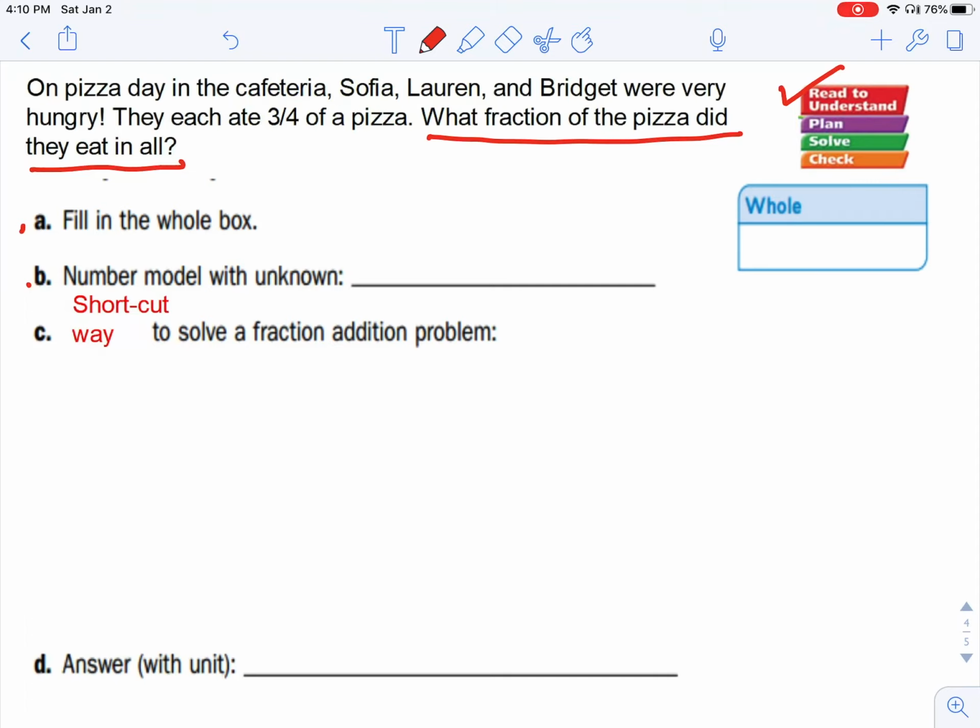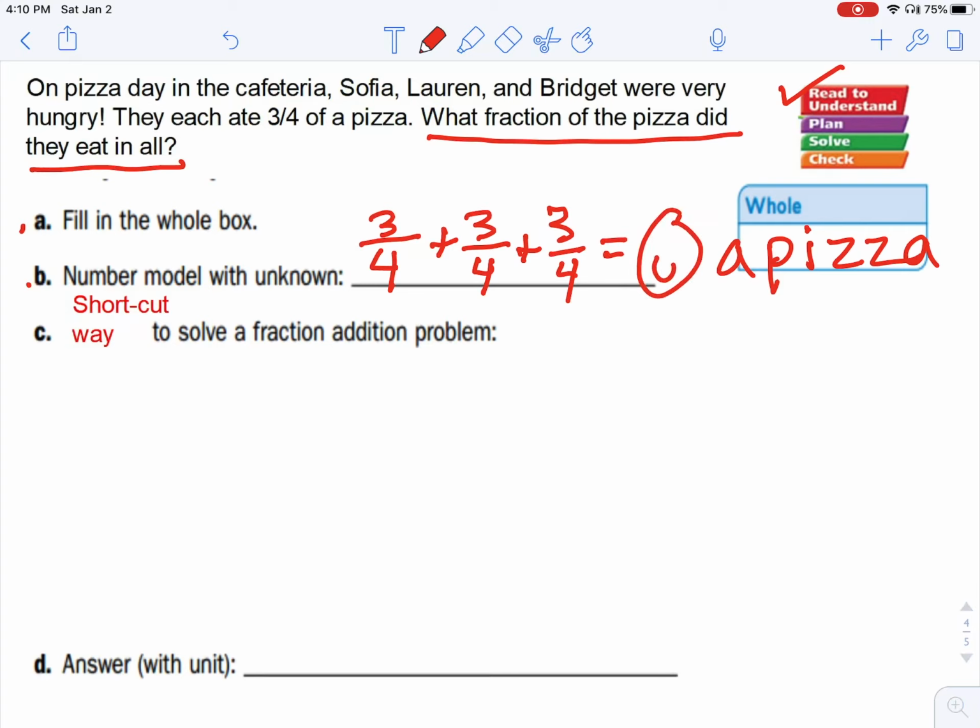So we should have said it was 3/4 of a pizza, so our whole is a pizza. And the number model, because we want what they ate in all, we're going to add these numbers. And there are 3 girls, so we'll add 3/4 3 times to equal some unknown. I'm going to make my unknown a smiley face. Hopefully they're happy after eating all that pizza. And here is, like I said, my favorite way, the shortcut way.